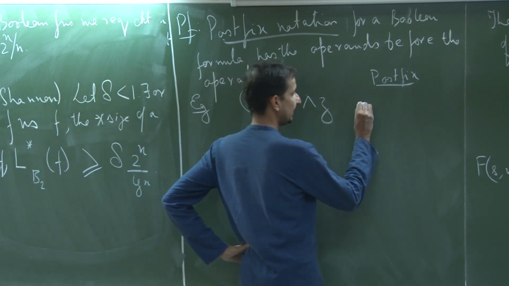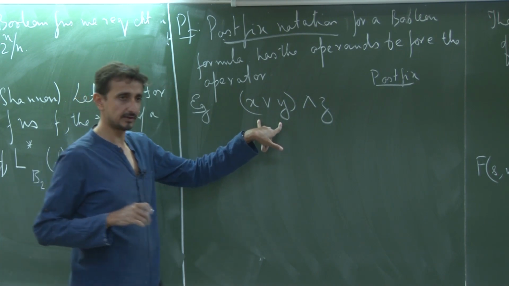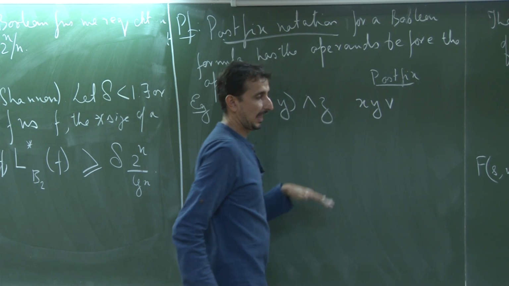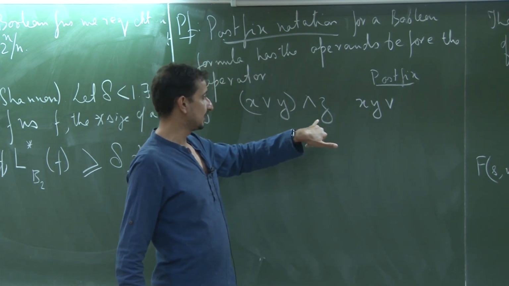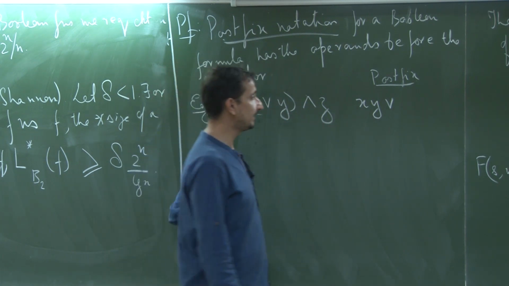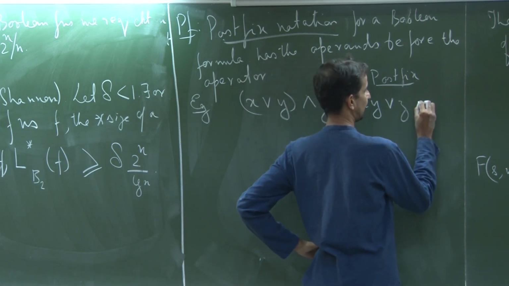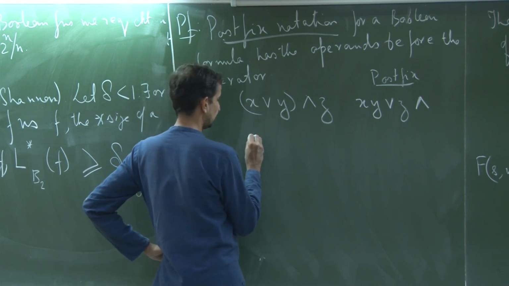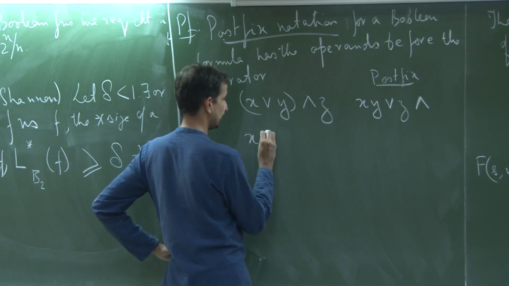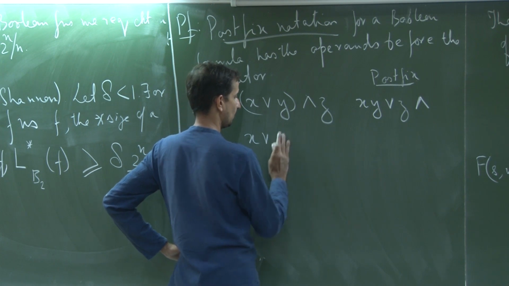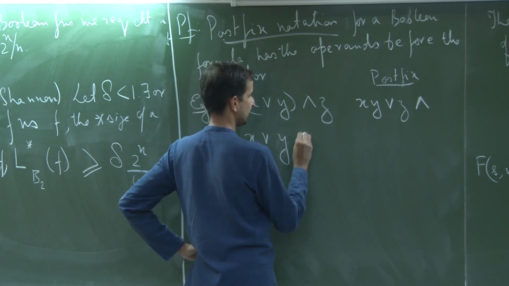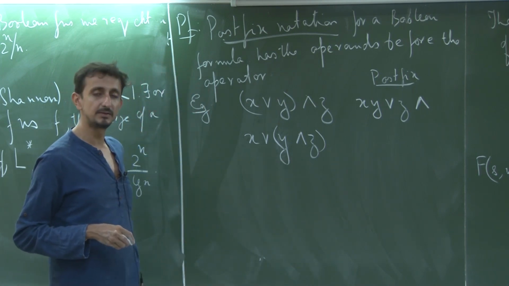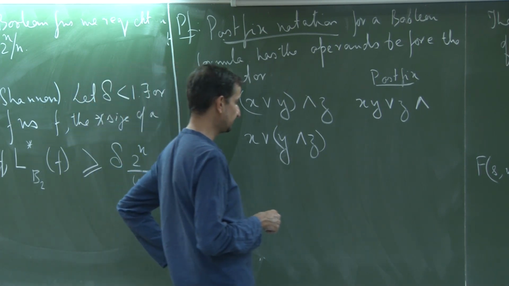So, it would be, I want to compute this first. Okay. So, it would be x, y or, and then to the result of this I am conjugating z. So, it will be z and. Okay. Now, for the same order, if I have x or y and z, where y and z is computed first, what would be the postfix notation?